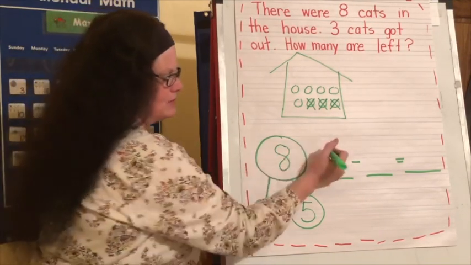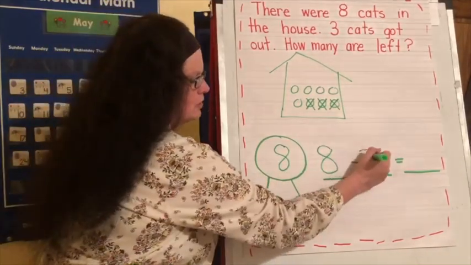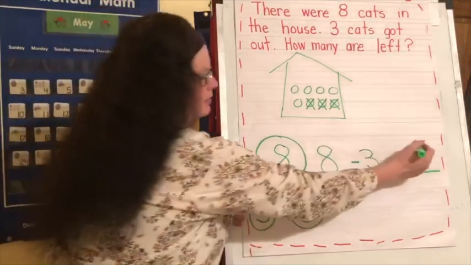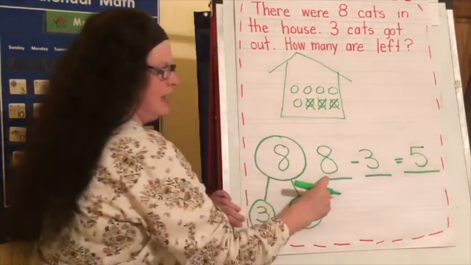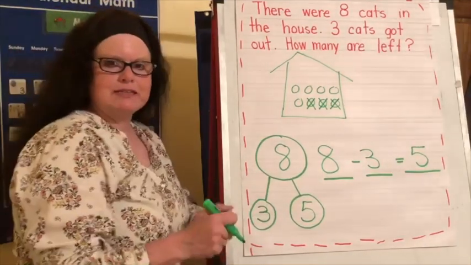All right, how many do we start with? 8 minus how many got out? 3 equals how many are left? 5. 8 minus 3 equals 5. Nice job on our fluency today, boys and girls.